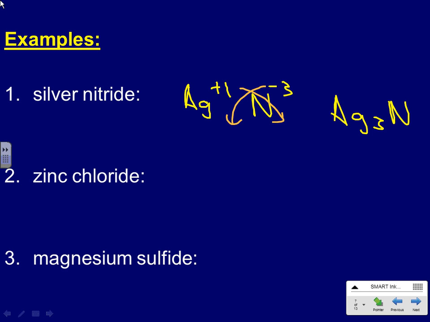It becomes a number. Does somebody have one for zinc chloride? What do we got? Formulas. Don't tell me the charges. I just want the formula for zinc chloride. Yep, Dallas? That'd be ZnCl2. It's all right.